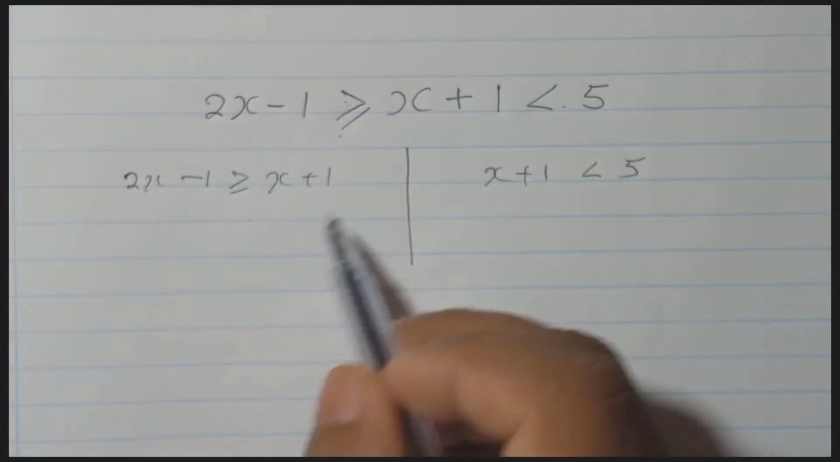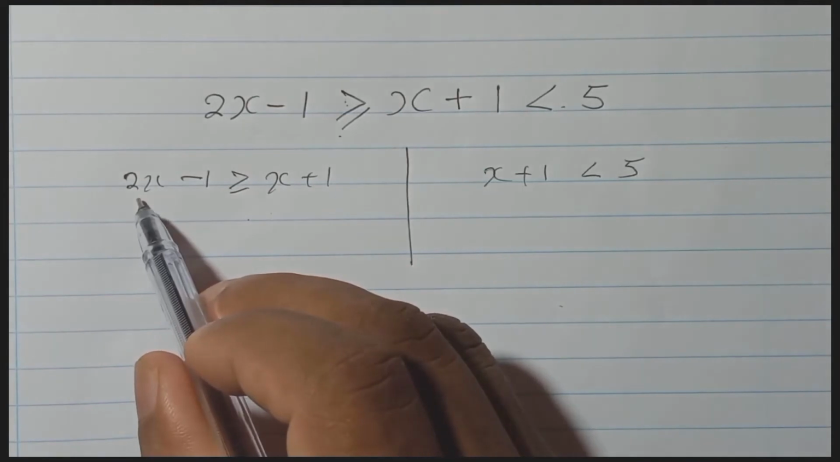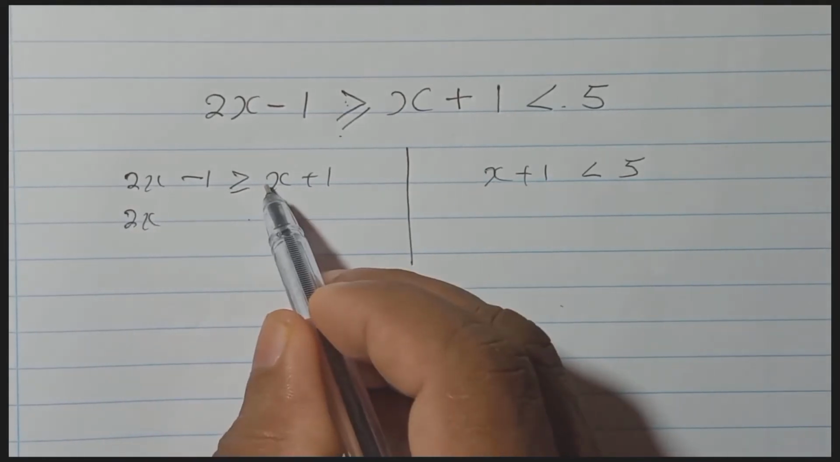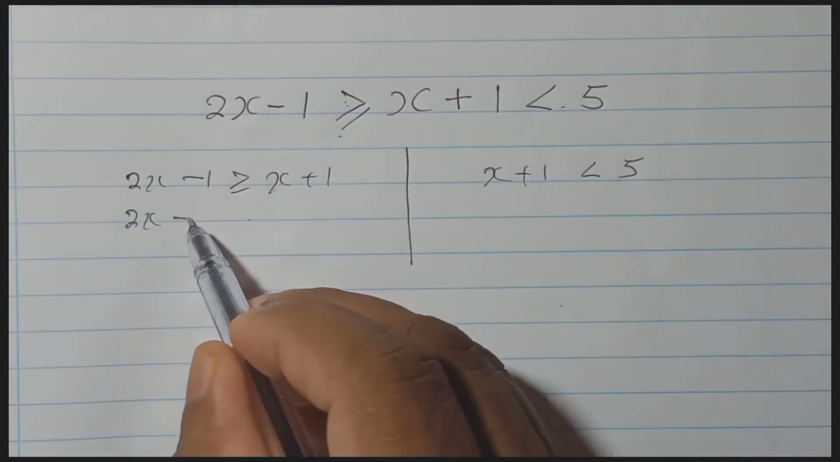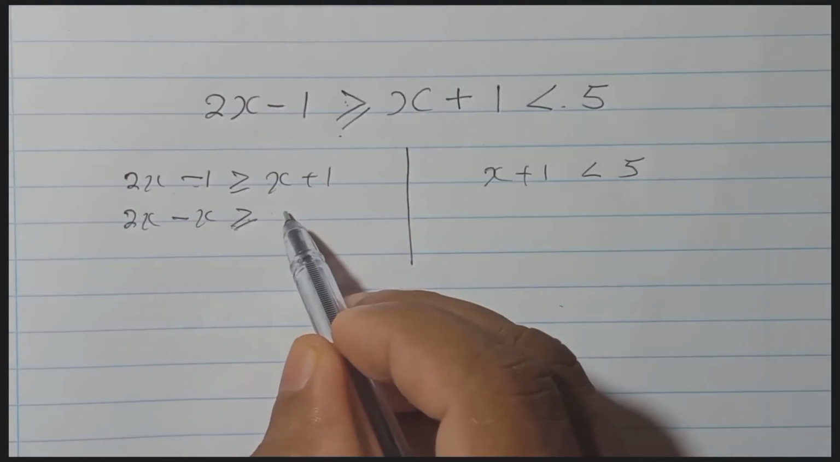Okay, now solve this one. How to solve? Now you know this idea. We put the x letters on one side, 2x. When I bring this plus x to here, it will be minus x. And here when I bring this minus 1 to here, it will be plus 1.